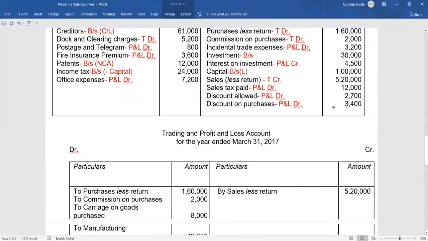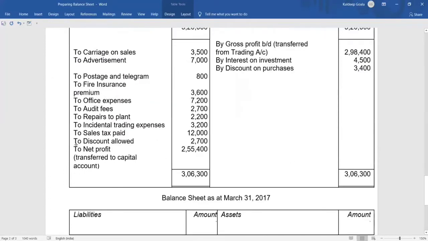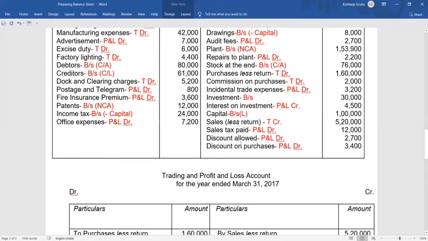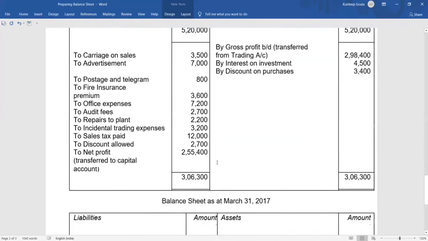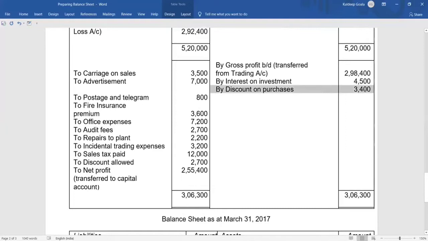After that, we have got discount allowed, which is 2,700. So it will also come in this side, "To discount allowed, 2,700." And at last, we have got discount on purchases, 3,400. So it will also come here in the credit side, "By discount on purchases." It is our profit. Discount on purchase is nothing but discount received, and discount on sales is nothing but discount allowed. So both will be indirect income and expenses. Discount received is indirect income, whereas discount allowed is the indirect expense or indirect loss, you can say.